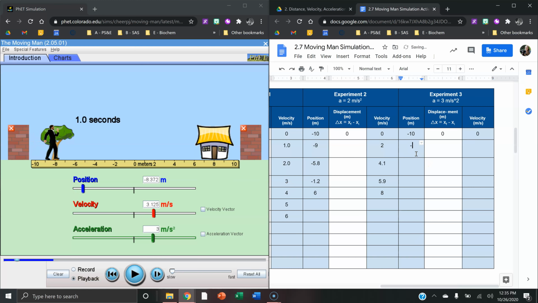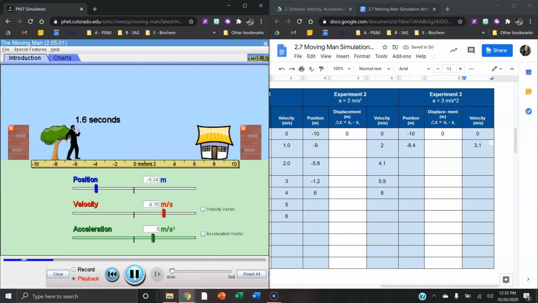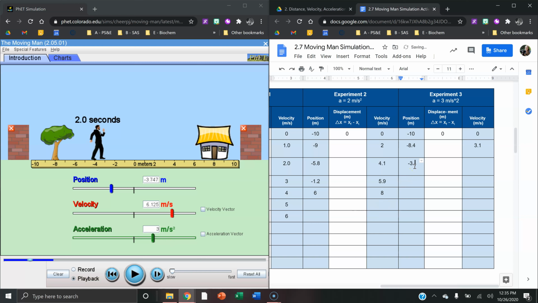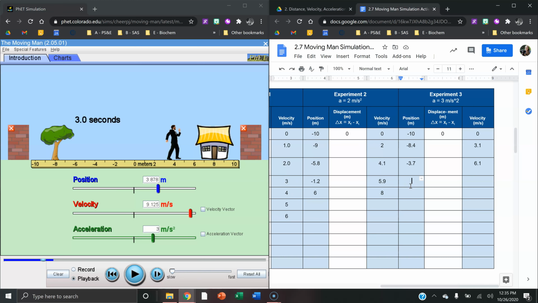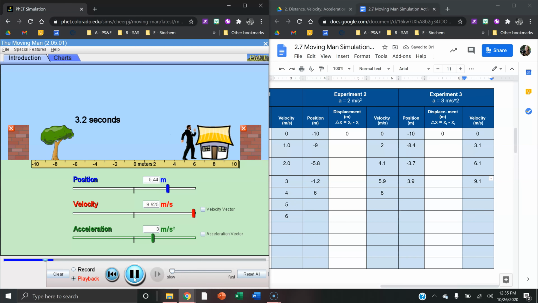All right, so at 1 second, my position is minus 8.4, rounding, and my velocity is 3.1. At 2 seconds, my position is minus 3.7, and my velocity is 6.1. At 3 seconds, my position is 3.9, and my velocity is 9.1. And then I hit the wall before I reach the next whole second, so I stop my simulation there.